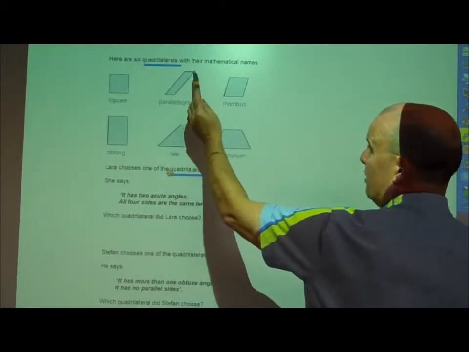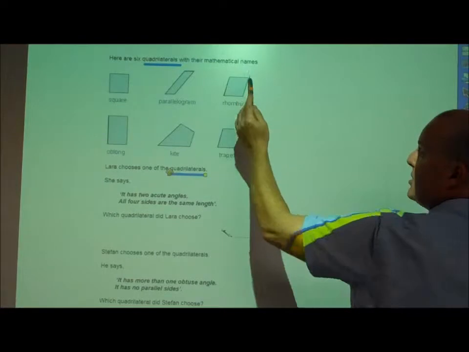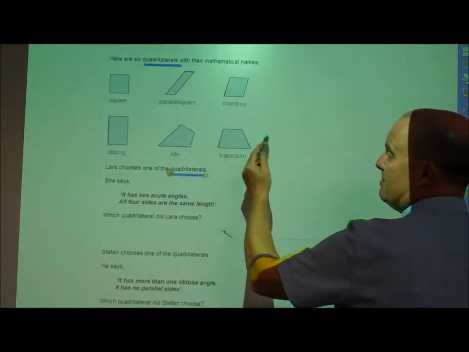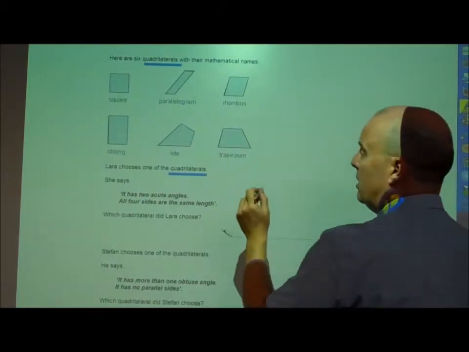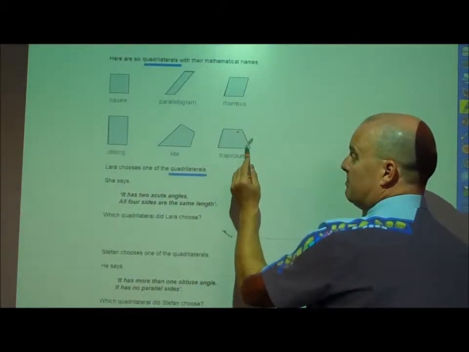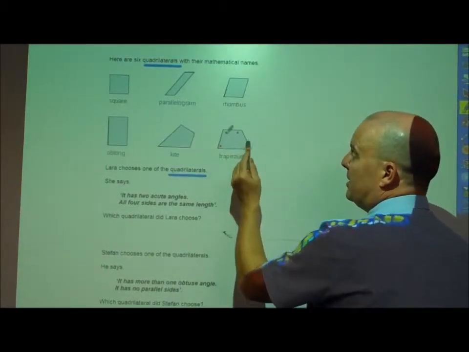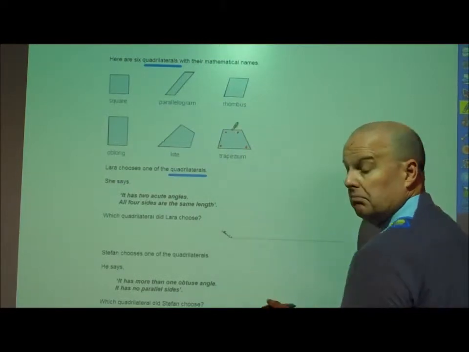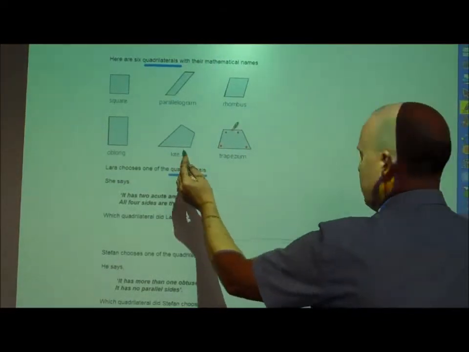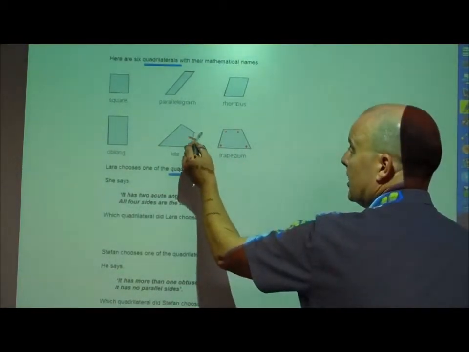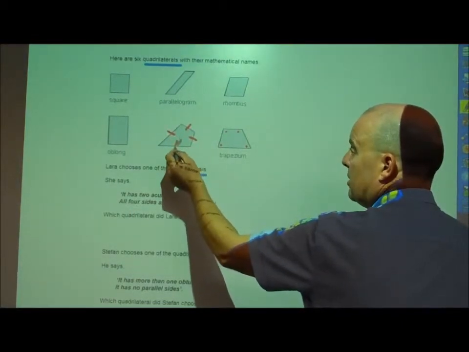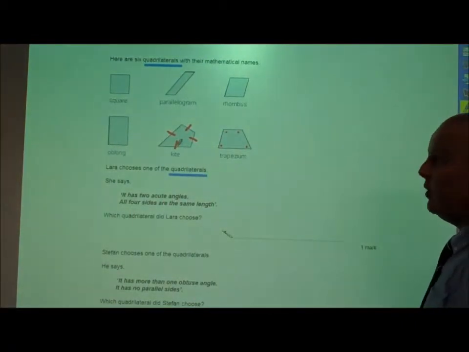So here are 6 quadrilaterals with their mathematical names. First of all, we have the trapezium. The properties of a trapezium are that none of the angles are the same and that none of the sides are the same length. Here we have a kite. Properties of a kite are that there's 2 pairs of equal sides, as you can see, but these sides are not opposite one another.